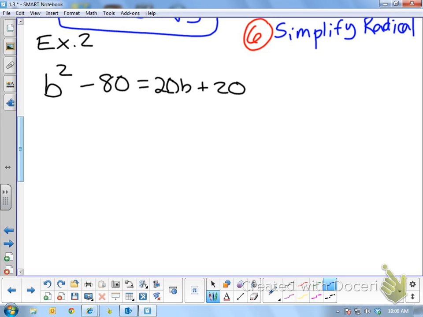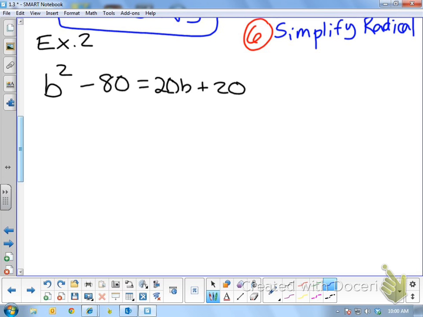Okay, we need to get all the variables on one side, all the numbers on the other side. So what are the variables that we need to get together? Which ones are our variables, Danny? B squared and 20b. Okay? So we need to get those together.